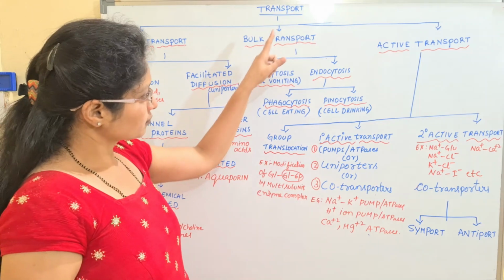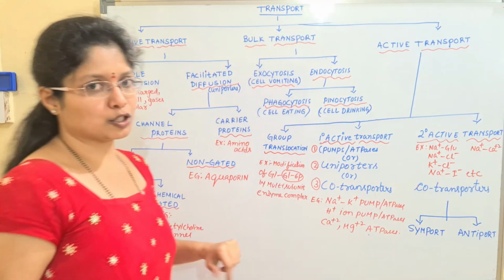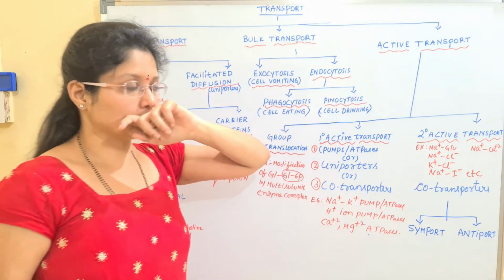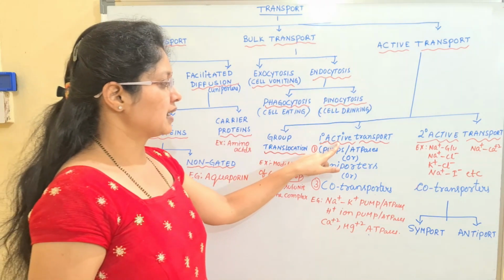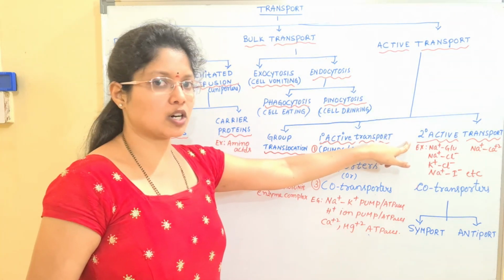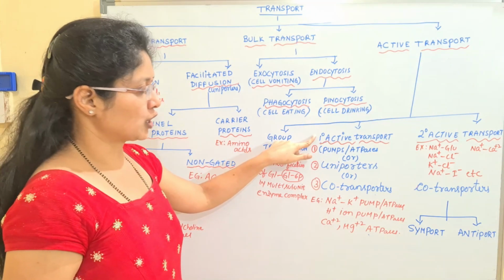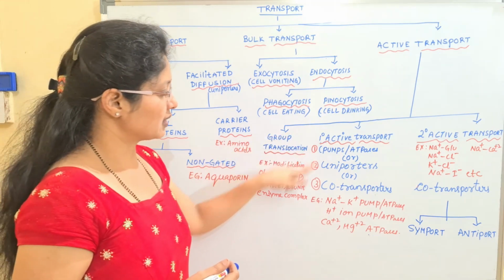Coming to the active transport, first we will discuss it, and later we'll be discussing bulk transport in sequence. Okay, so next we have active transport. In active transport, mainly we have three categories: primary active transport, secondary active transport, and group translocation. In primary active transport, what type of proteins are present? Okay, so that we will see first.